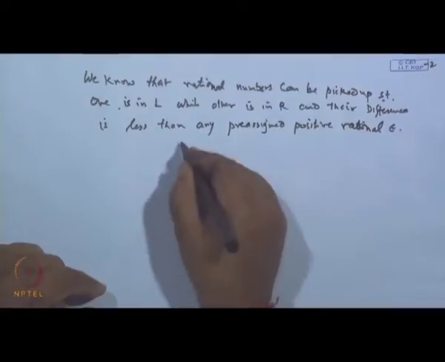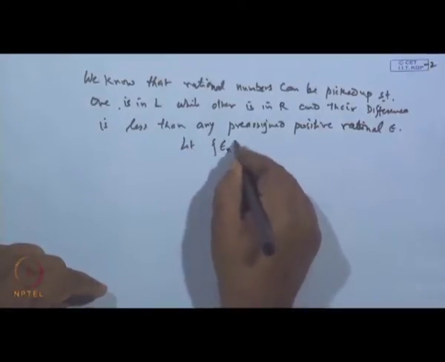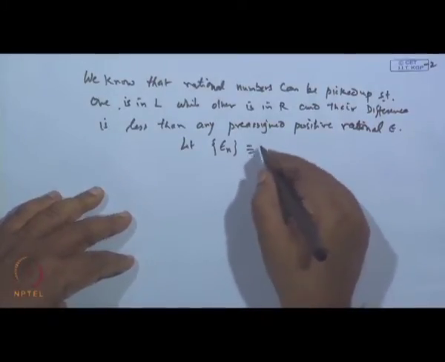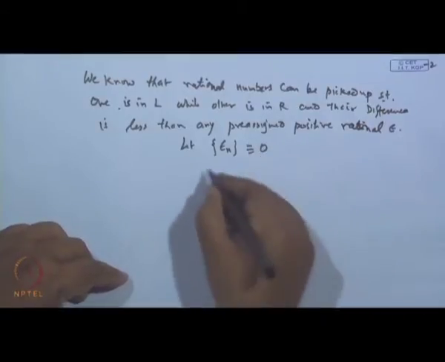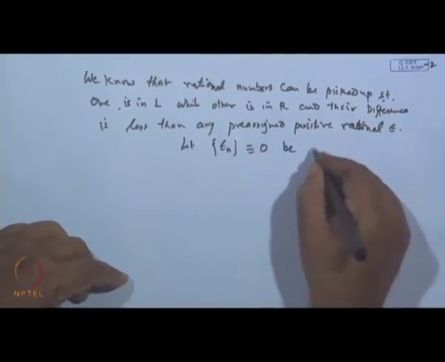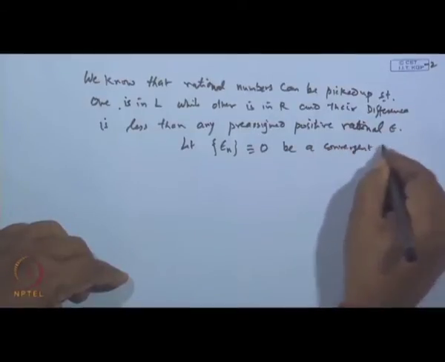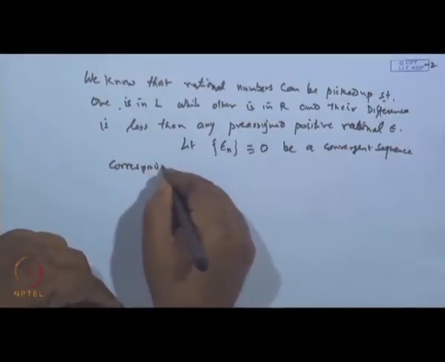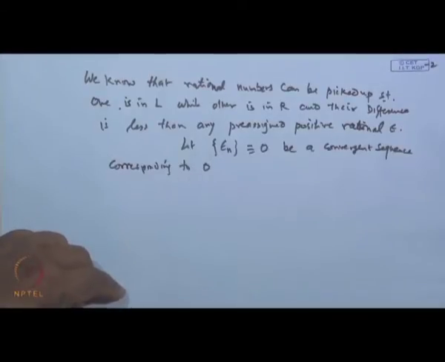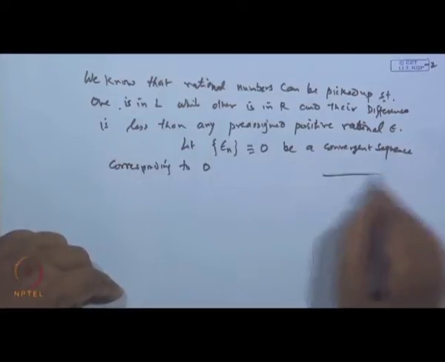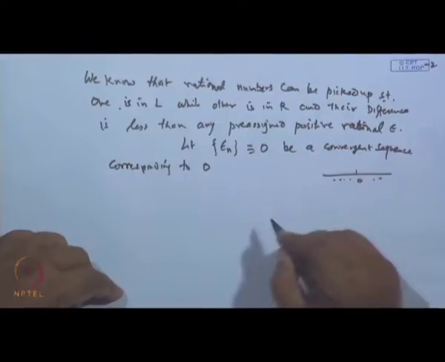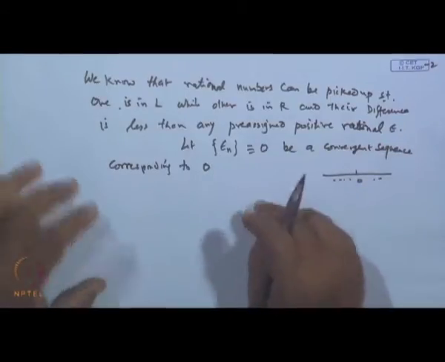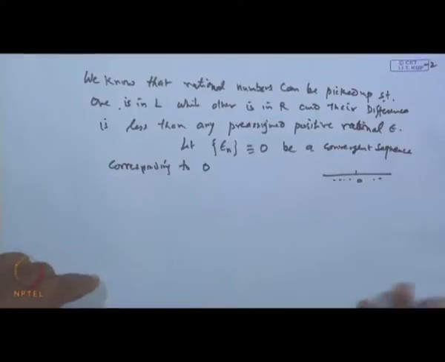However, let us suppose a sequence epsilon n is a convergent sequence corresponding to the number 0. So, 0 is this point. There the sequences are such that the modulus of epsilon n can be made as small as we please. So, this is a convergent sequence corresponding to 0. Let us suppose this one.